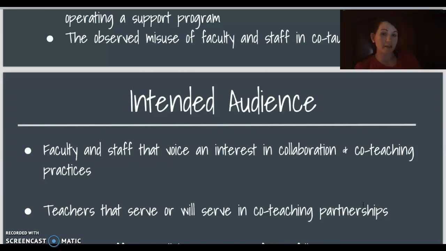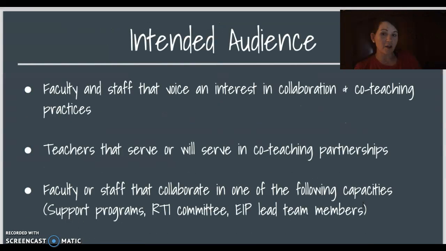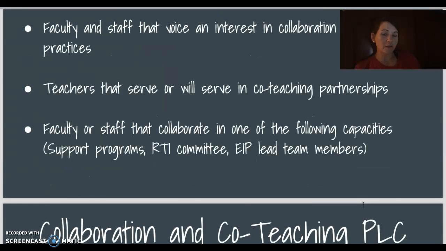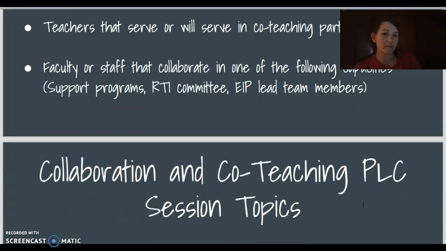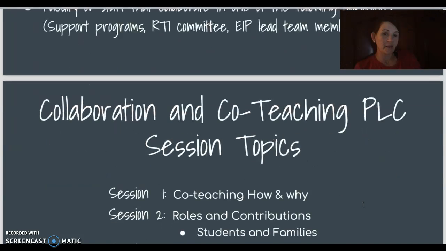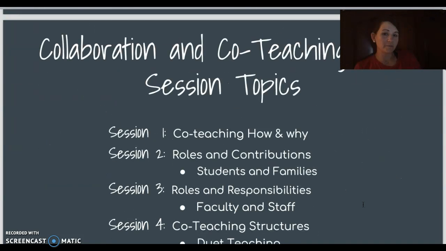in co-taught classrooms. So my intended audience is the faculty and staff that will serve in co-teaching partnerships, faculty and staff that are interested in collaboration and co-teaching, as well as faculty and staff that serve in collaborative capacities such as support programs, RTI committees, and lead IEP meetings.